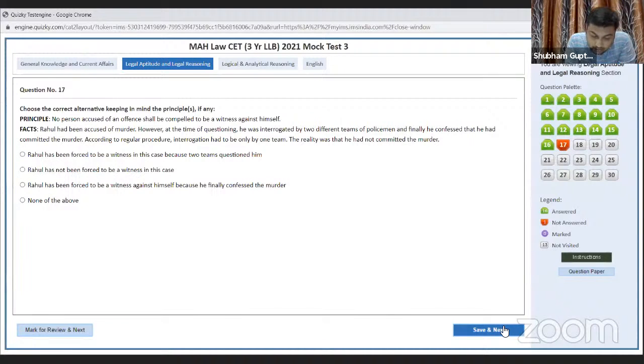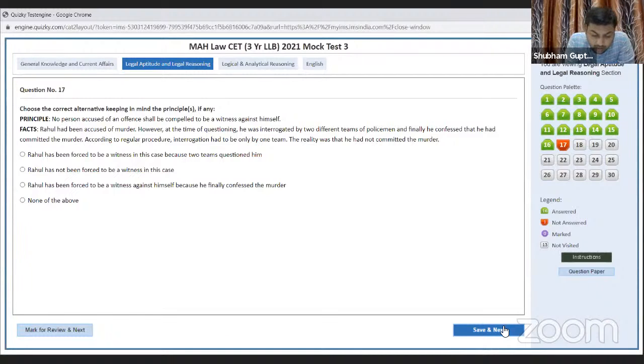Now let's read this. No person accused of an offense shall be compelled to be a witness against himself. So this is a very famous saying which says that you cannot give anything against yourself. So Rahul had been accused of a murder. However, at the time of questioning, he had been interrogated by two different teams of policemen, and finally he confessed that he had committed murder. According to the regular procedure, interrogation had to be only by one team. The reality was that he had not committed murder.